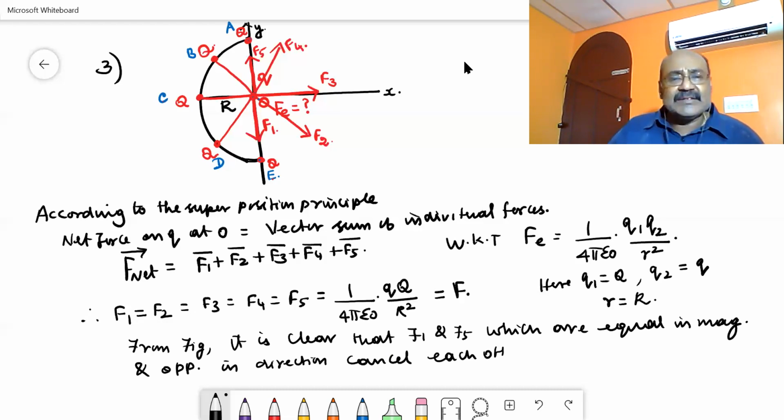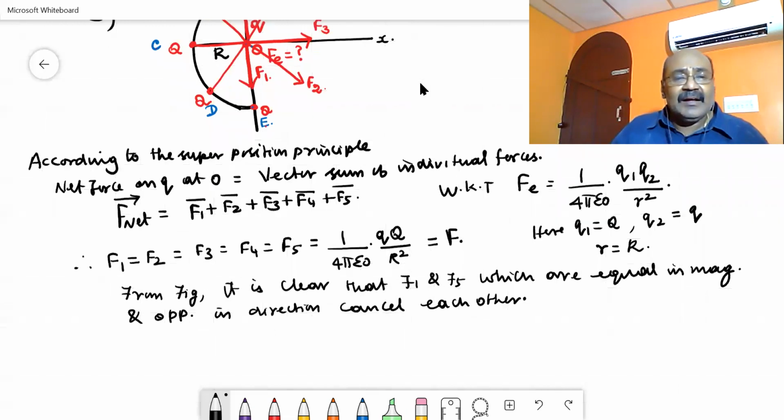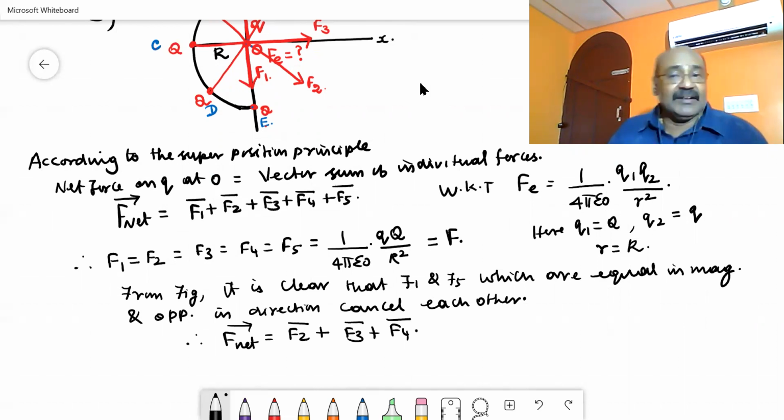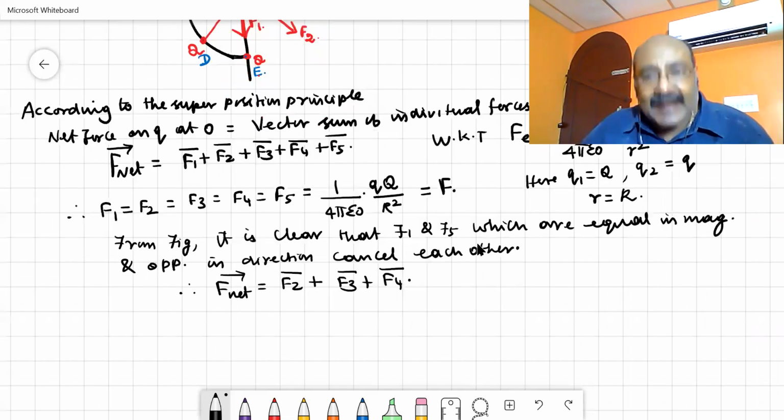So in this formula, if F1 and F5 get cancelled, then what is the value of F net? Then I can write, therefore F net vector is equal to F2 vector plus F3 vector plus F4 vector. Now, how to simplify this? This is a vector addition. So how to simplify this? I am drawing that diagram again.